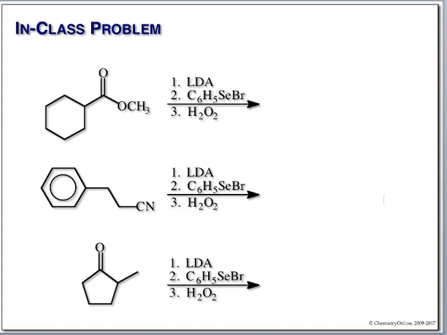So in our first one, our alpha carbon is the tertiary carbon here next to the carbonyl. So that's where we stick the selenium. Step two, we're going to pull off a hydrogen from down here, and we will make the alpha-beta unsaturated ester.